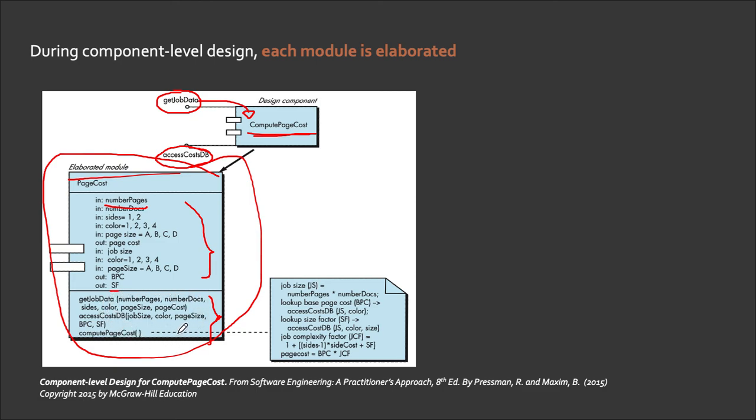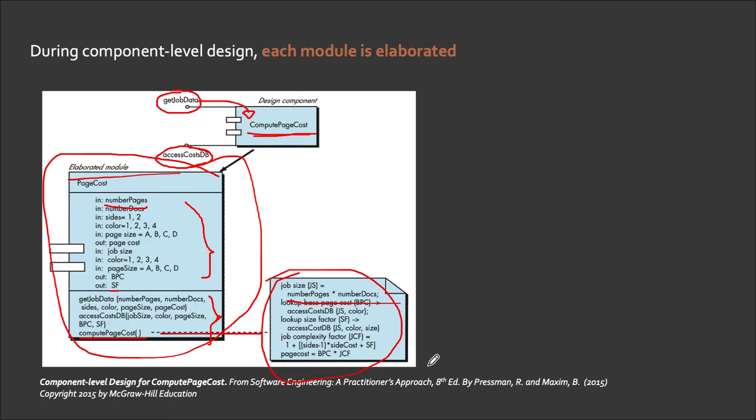Okay, so component level design in a nutshell is the definition and design of components and modules after the architectural design phase. Aside from that, we elaborated the compute page cost. You also noticed here that the compute page cost was invoked, and you can see here all the data, right? All the pseudocodes needed here.